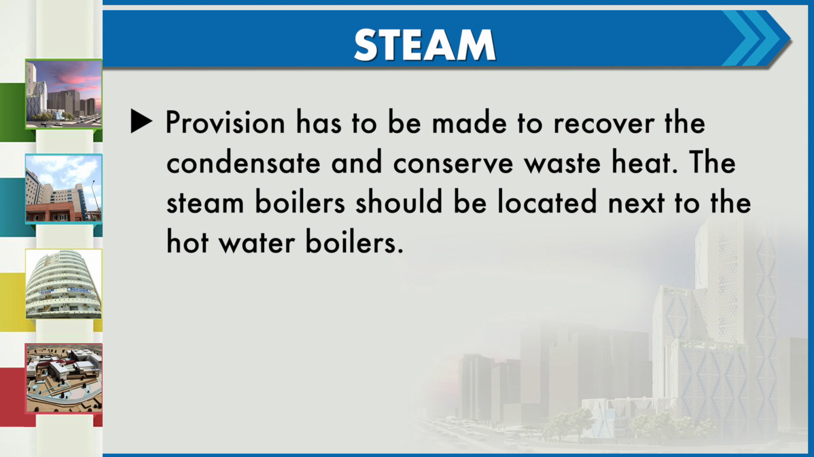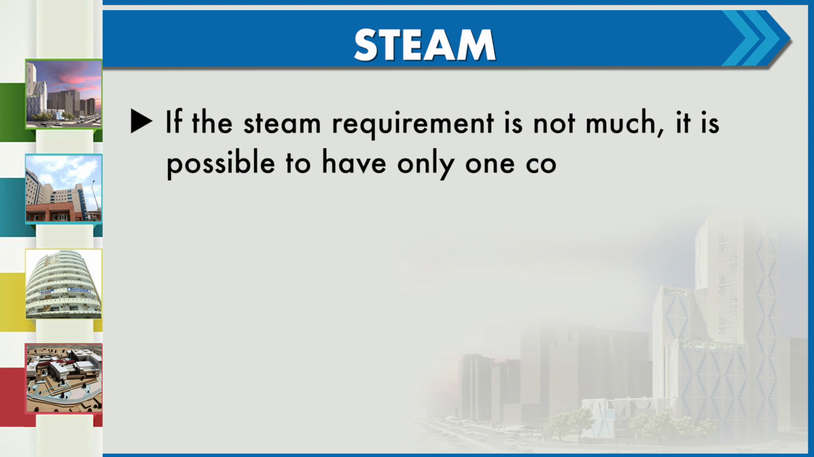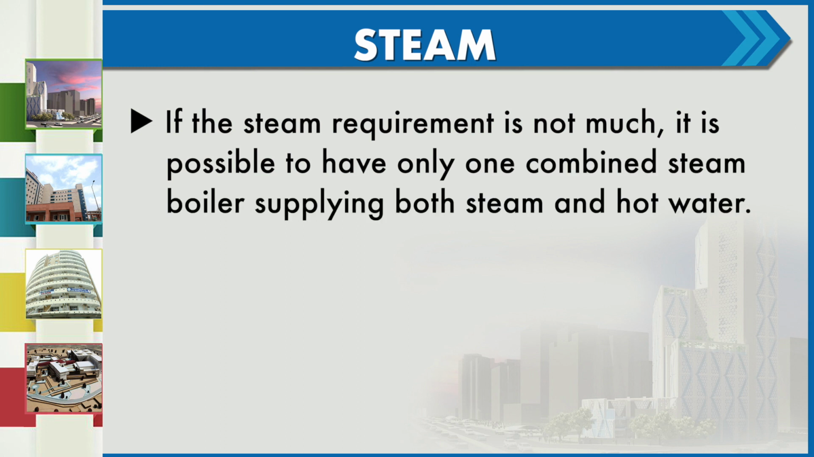The steam boilers should be located next to the hot water boilers. If the steam requirement is not much, it is better to have a combined steam boiler that supplies both steam and hot water. Now, drainage system.